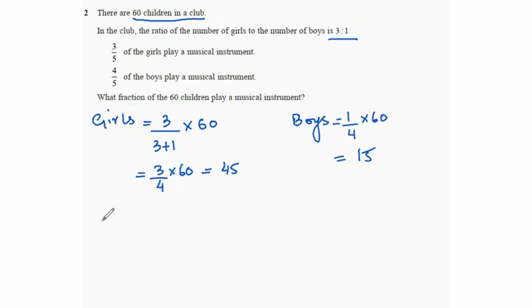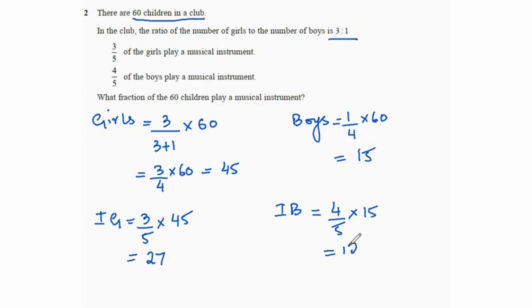3/5 of the girls play an instrument. Instrument girls is going to be 3/5 of 45, which is 3 times 9, and that's 27. And instrument boys is going to be 4/5 of 15, which is 4 times 3, and that's 12. What fraction of the 60 children play a musical instrument? So instrument children is going to be 27 plus 12 over 60, which is 39 over 60.